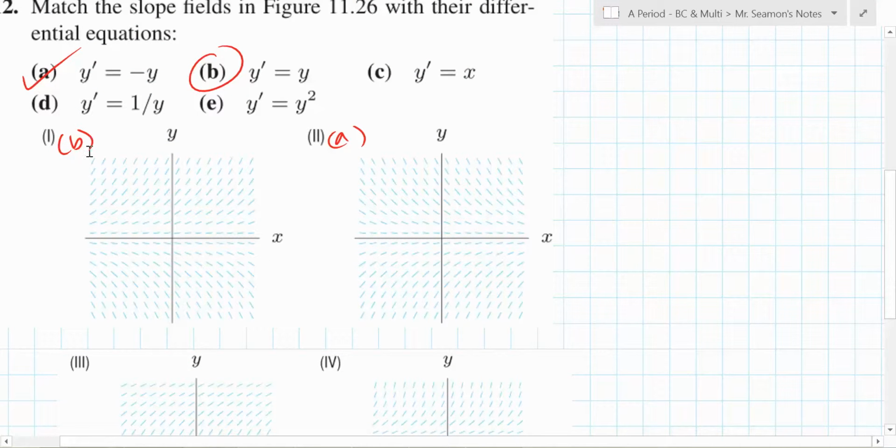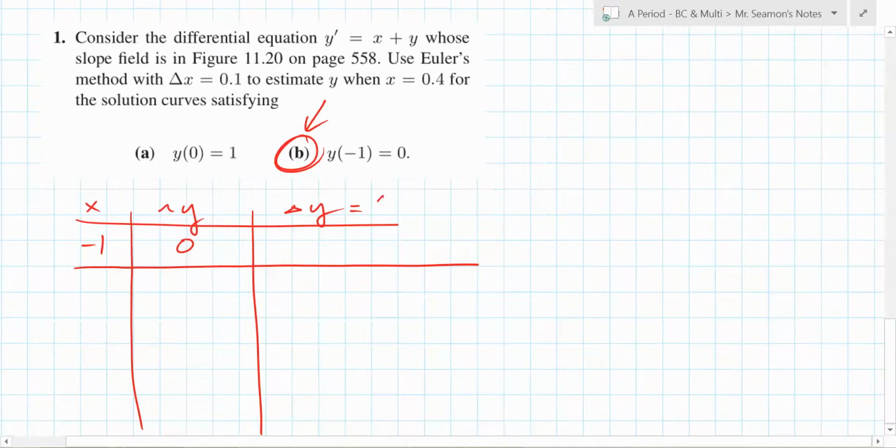You can do all of these like this. Look for interesting things. Cool.